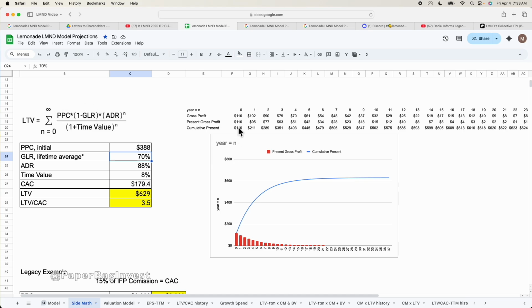So that's going to be $116, because annual dollar retention to the power of zero is just one, no matter what it is. Which makes sense. There is no change in the cohort in that first year.